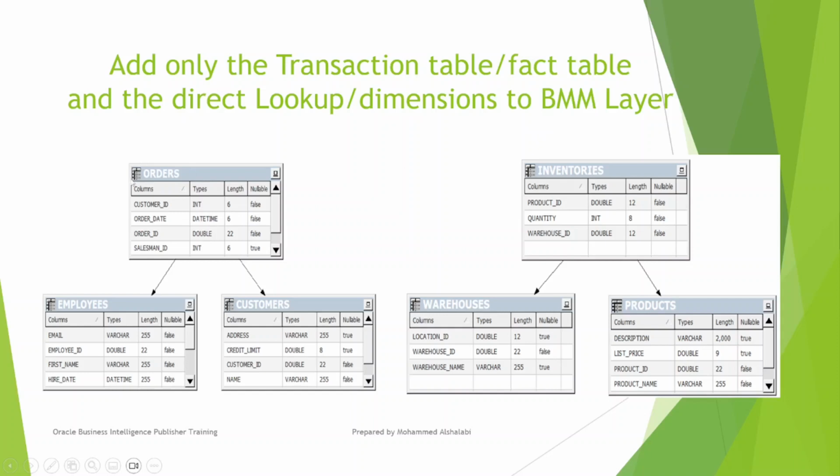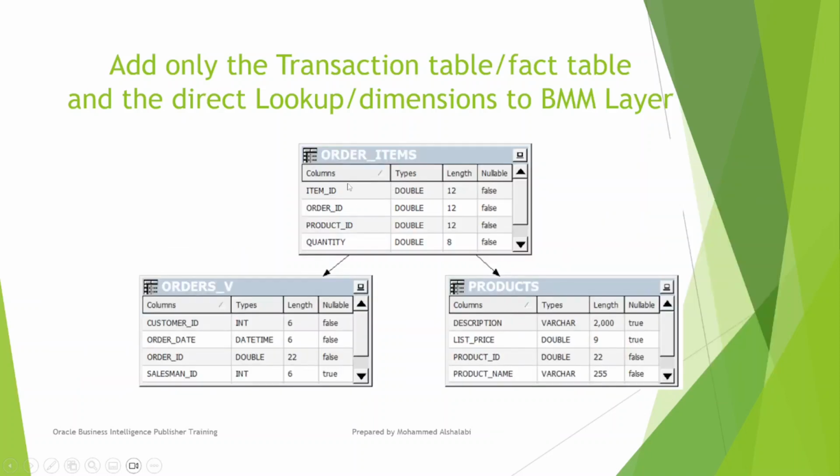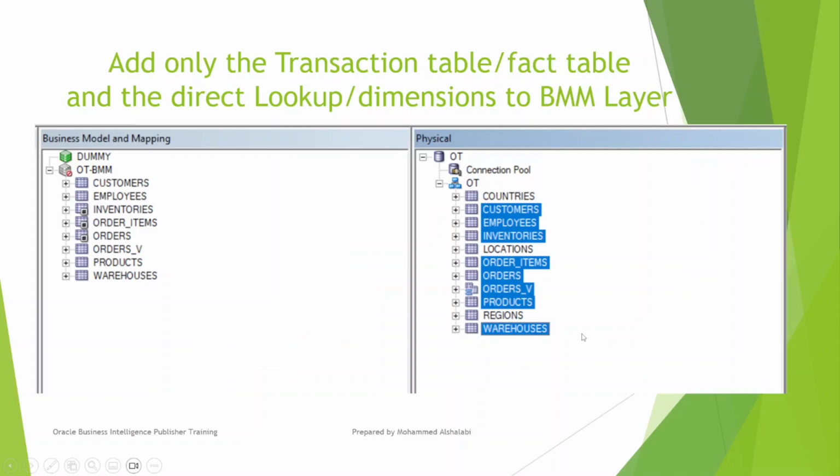We have here orders. It has two relationships, as I mentioned: employees with customers, inventories with warehouse and products. Next, we have here order items. It has two relationships with orders_V and the products. So the first step, I will select these tables, fact and dimension, and I will drop them to the PMM layer.